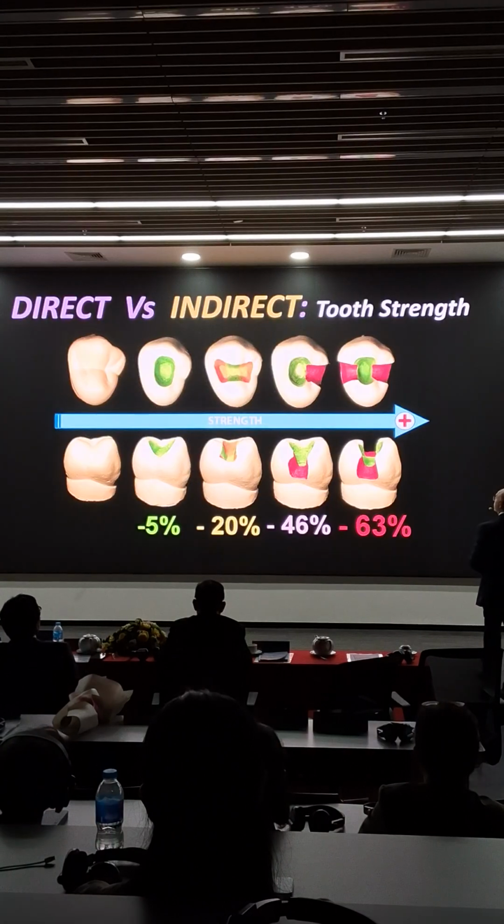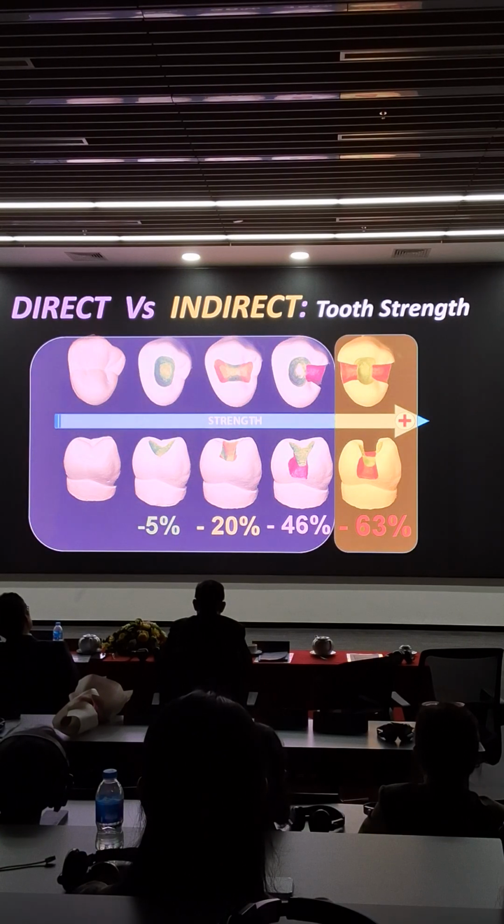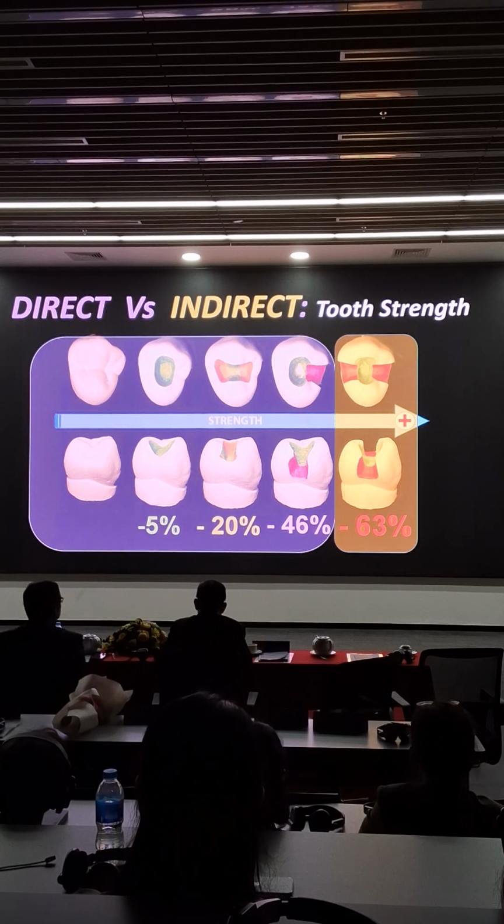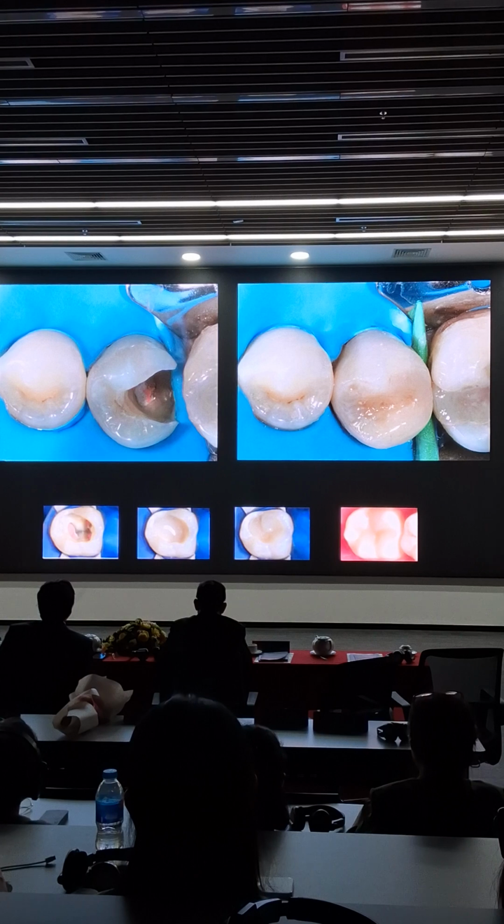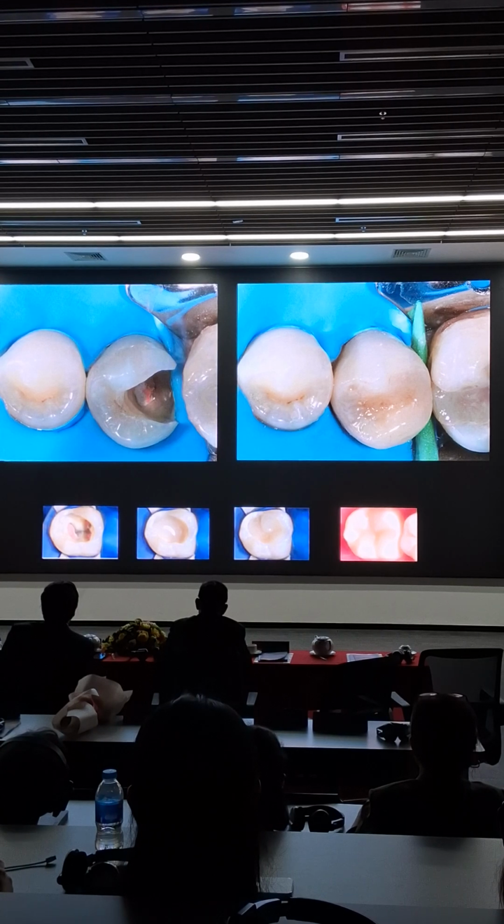So in a case like that, you see, only class 1. And if I lose only one ridge, in all these cases I can do a direct restoration. As soon as I lose 2 marginal ridges, or as soon as my axial walls are less than 2 millimeters, I will need to cover and do an indirect restoration. In a case like this one, I just lose 1 marginal ridge, all my walls are over 2 millimeters. Here I can proceed after my endodontics only with a direct restoration.